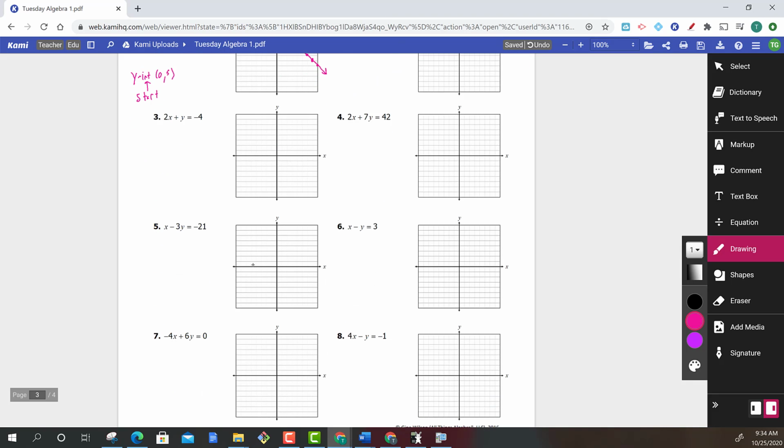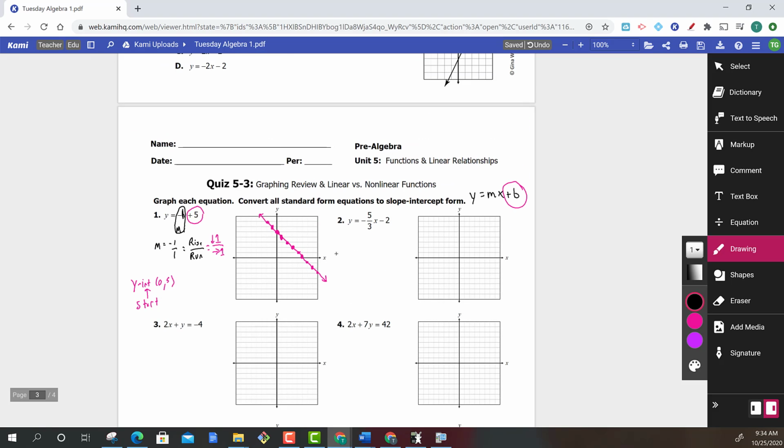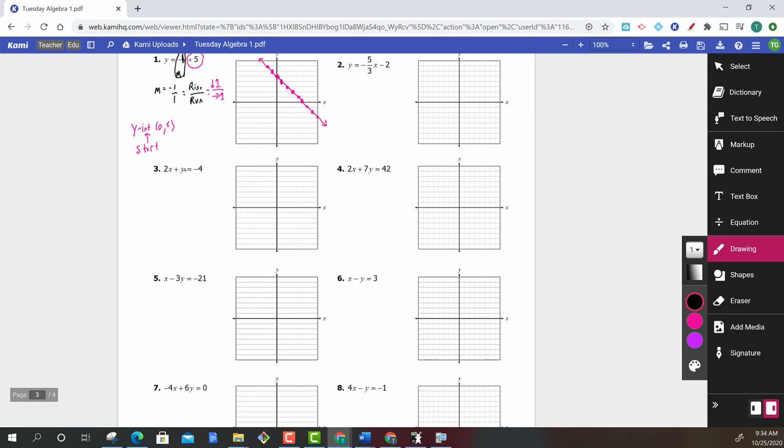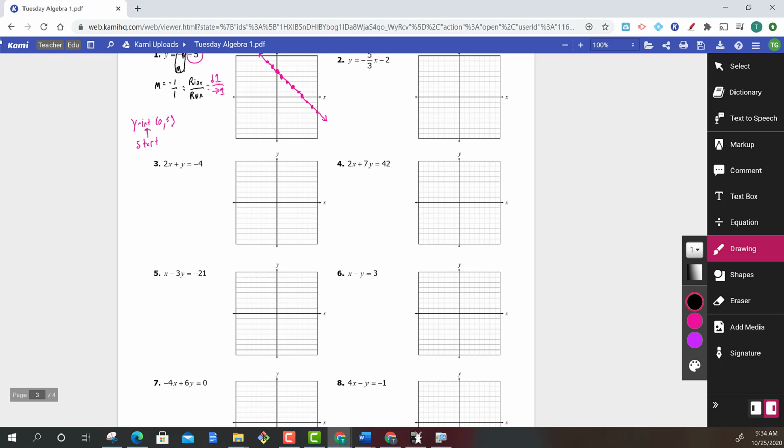All right, the rest of these are not in slope-intercept form. They are in standard form. So that means we need to isolate y first. Number 2, the one you're doing on your own, that one is in slope-intercept form. That's what we want, so that one should be easy. Number 3, not as much. But we need to isolate y, and to do that, we're just going to subtract 2x from both sides.